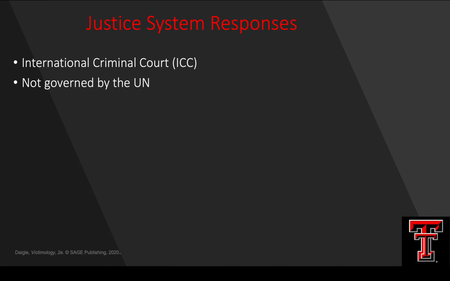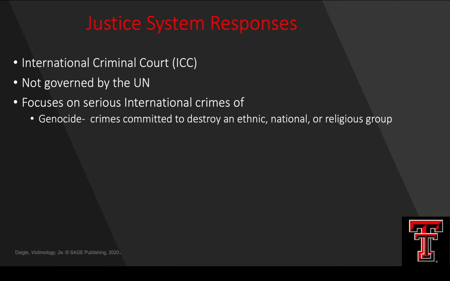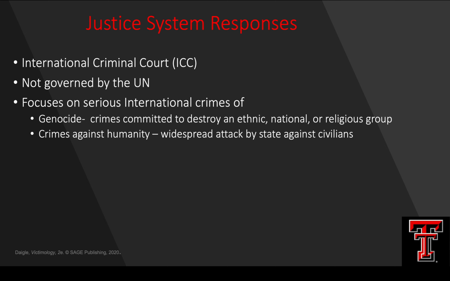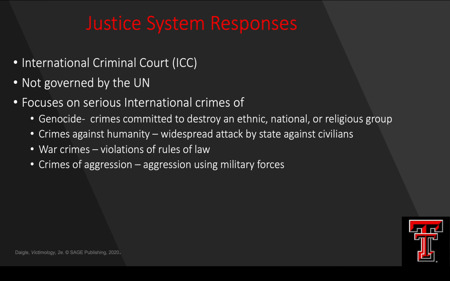So the International Criminal Court is not governed by the UN, but it focuses on trying serious international crimes. These crimes include genocide, which is crimes committed to destroying an ethnic, national, or religious group, often by the governments of countries. Crimes against humanity, so these are widespread attacks by the government against its own civilians. These include murder, rape, slavery, etc. War crimes, so violating the Geneva Convention, the rules of law that are set out. And then crimes of aggression, so aggression using military forces against civilians.